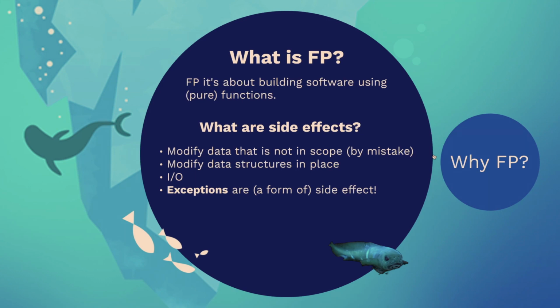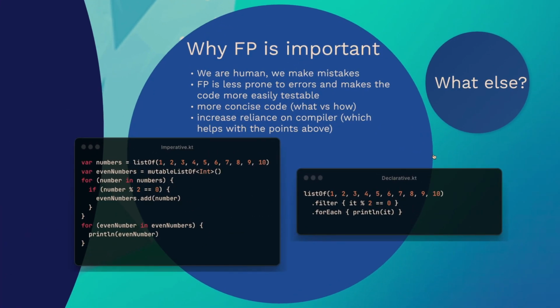Functional programming for me is about building software using pure functions. Pure functions means that they have no side effects. What does that mean? It means that if you have side effects, usually you modify data that you're not supposed to. Or for example, you modify data structures in place. So all those void methods, those Unit methods, those are one example. Even input-output is a form of side effect, and surprise, surprise, exceptions are also a form of side effect.